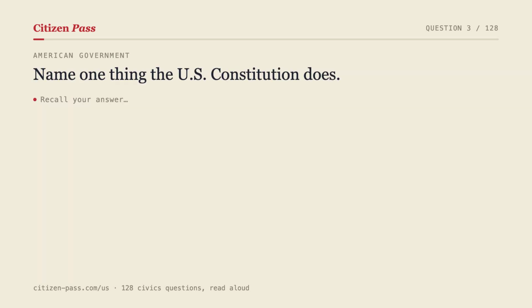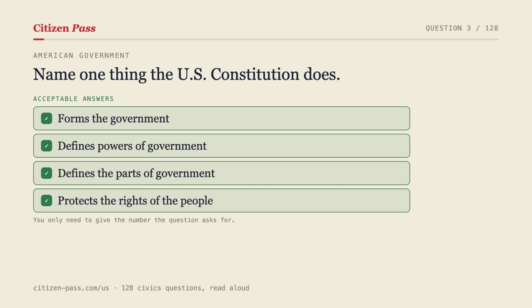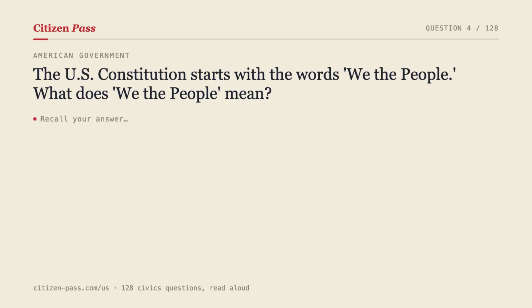Name one thing the U.S. Constitution does. Acceptable answers include forms the government, defines powers of government, defines the parts of government, or protects the rights of the people. The U.S. Constitution starts with the words, "We the people."